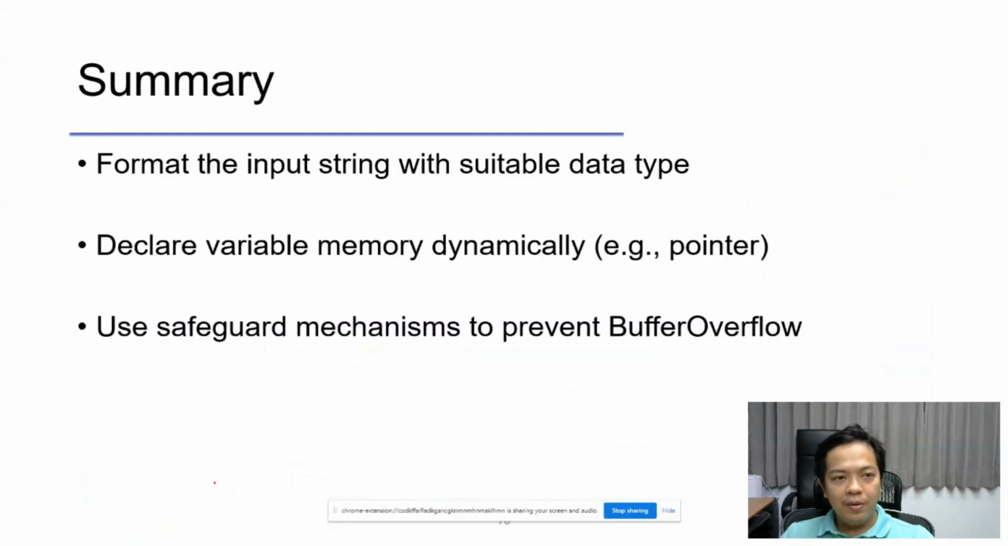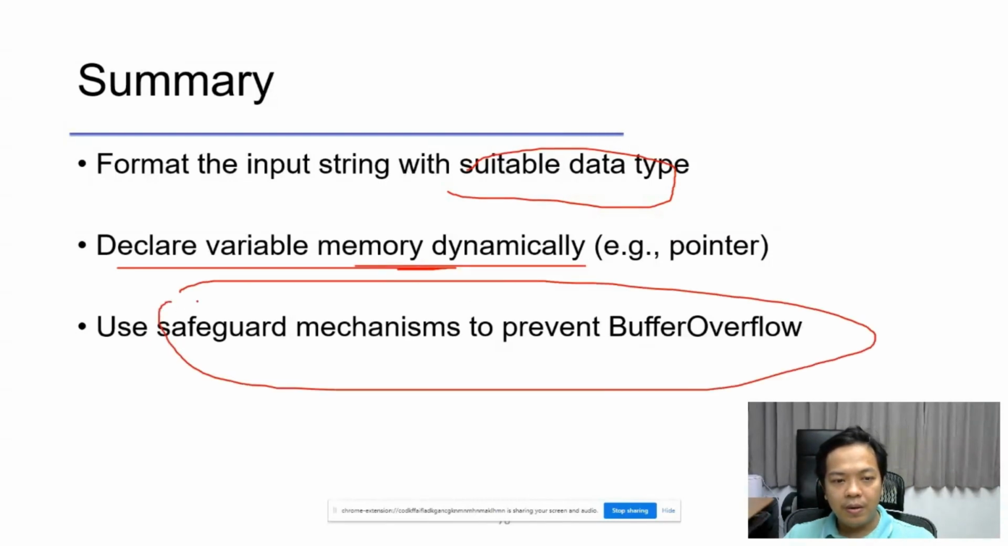Okay, so today we already learned more about how we can format the input string with a suitable type to prevent buffer overflow, and how we declare variables dynamically, like with pointers, and use safeguard mechanisms to prevent buffer overflow. This is one of the very famous and very fundamental security problems. So if you want to work more on system or software security, you should know buffer overflow.